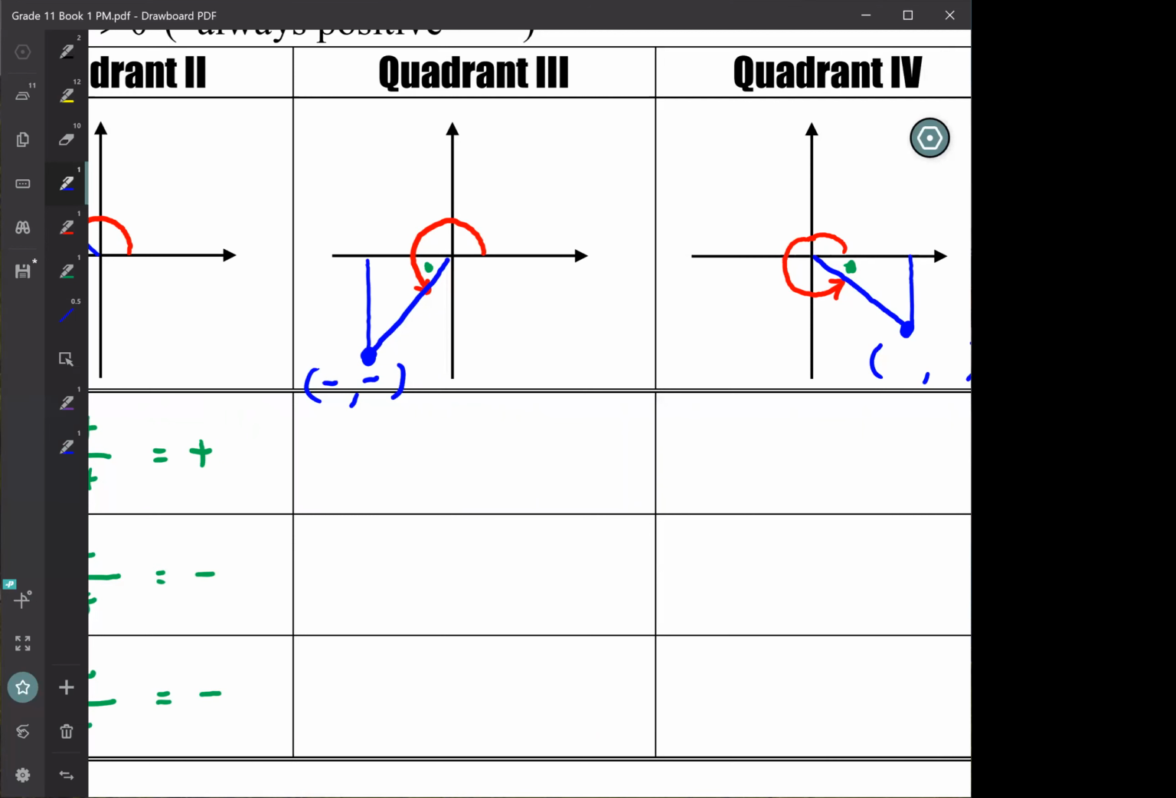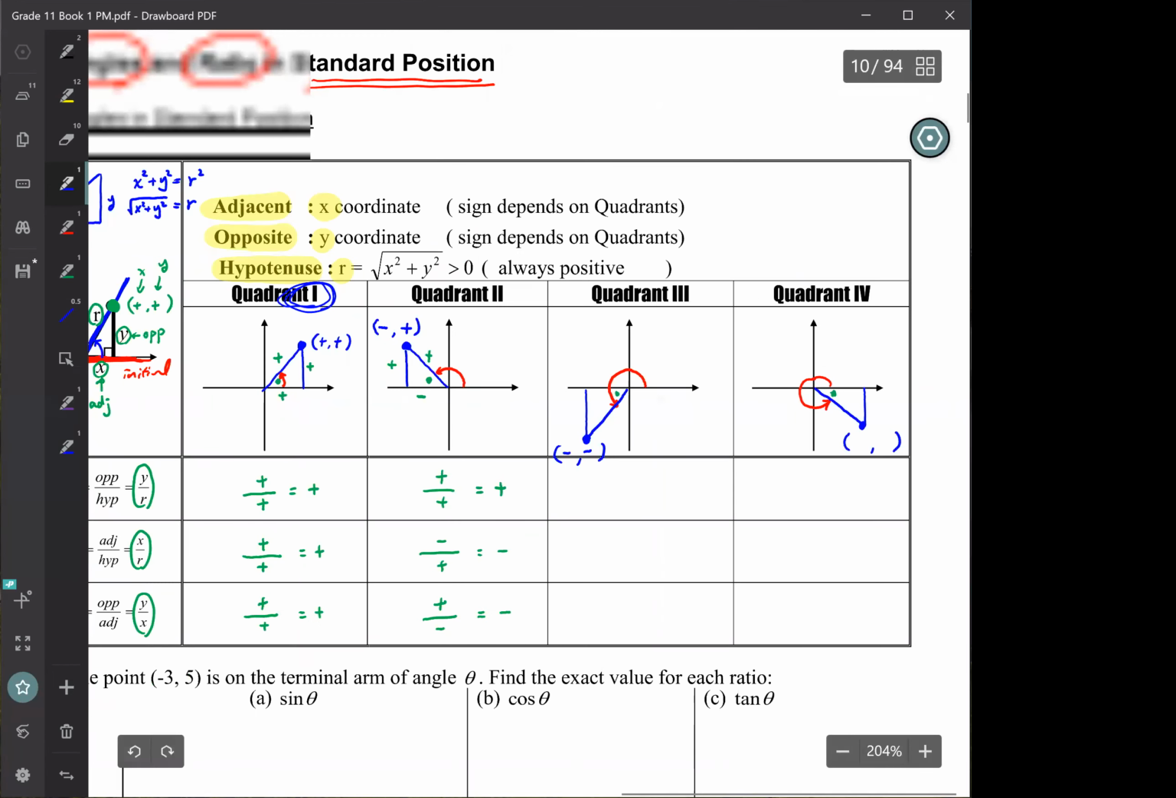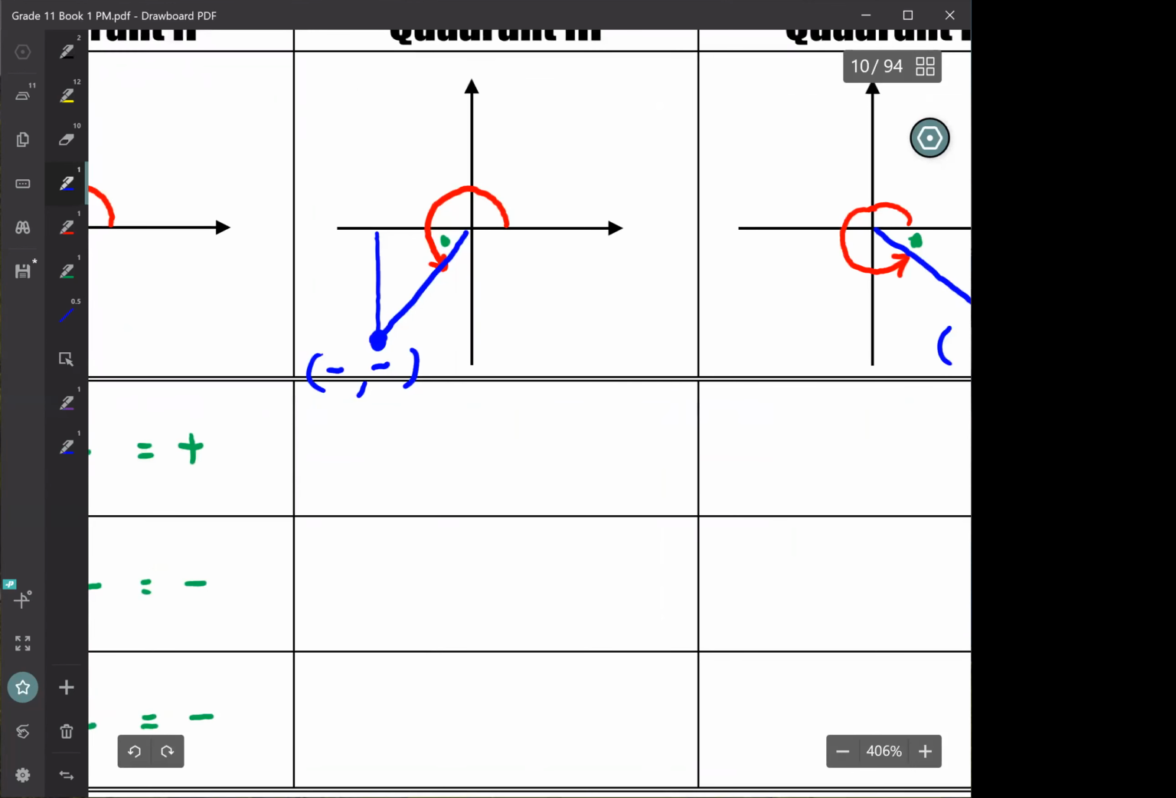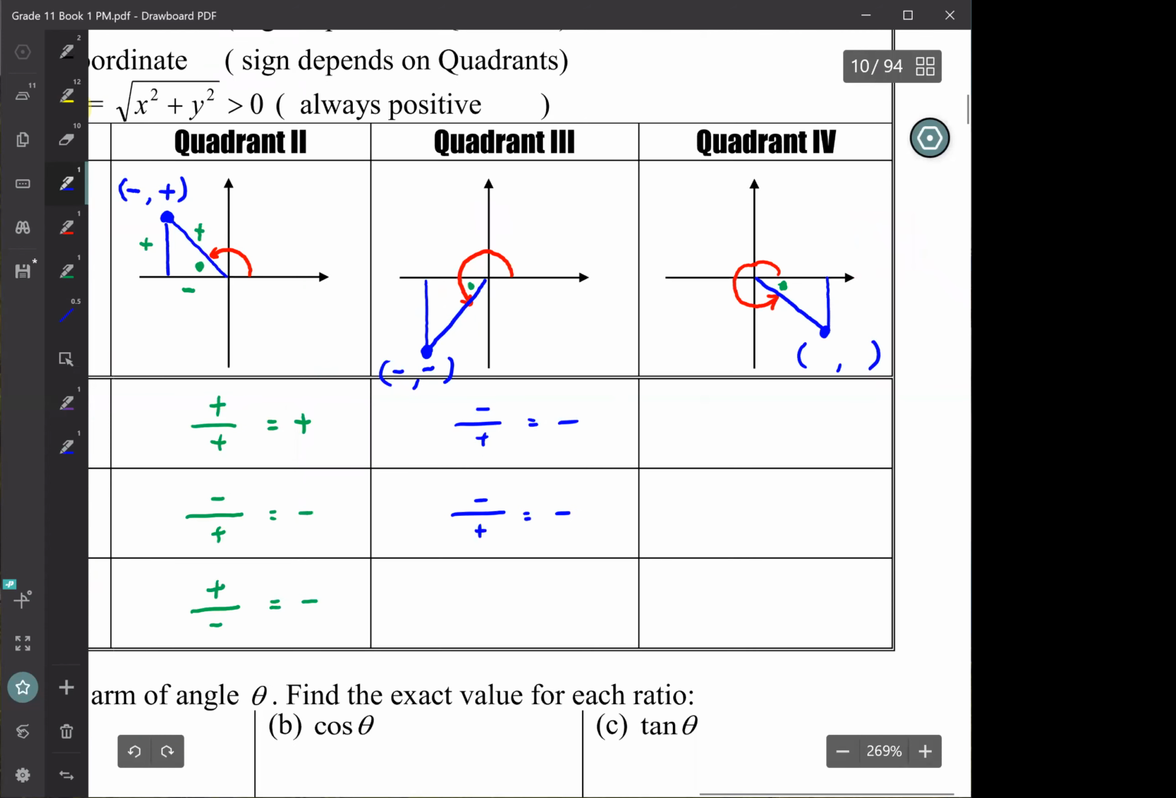And Angela, what about sine? Sine is what over what? Yeah, the opposite over hypotenuse, the first ratio. Negative over positive equals negative. Very good. Okay, Chris, how about cosine? Negative over positive equals negative. Yeah, very good.